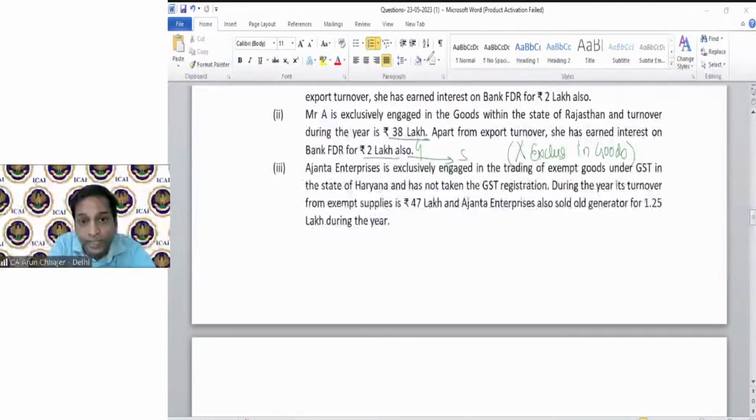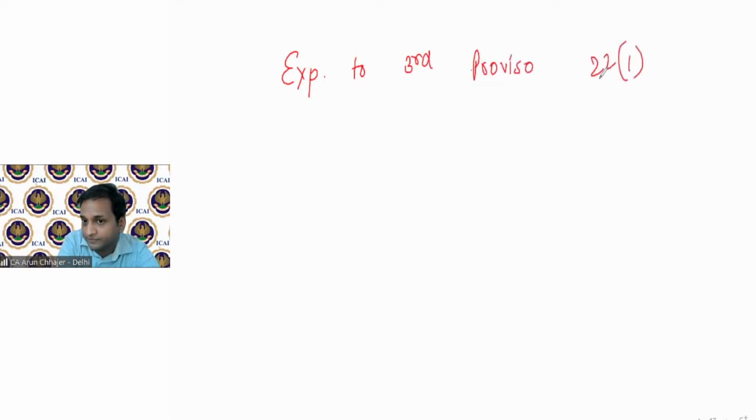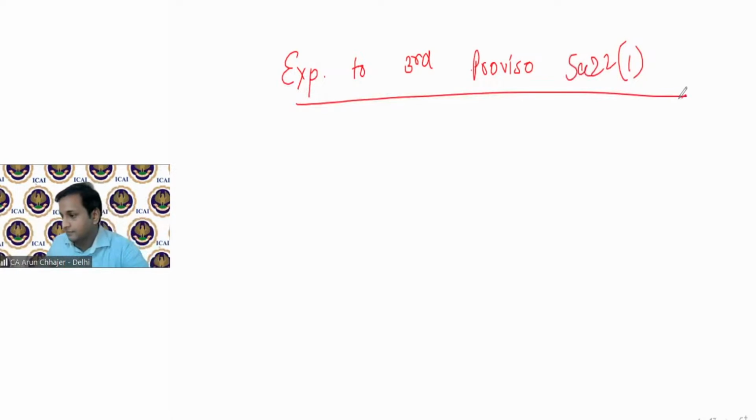What I mean to say, as per the explanation to the third proviso to section 22 subsection 1. Sriram, as per the third proviso, after that there is an explanation which says that a person who is receiving the interest income, still he will be counted as exclusively engaged in the goods.